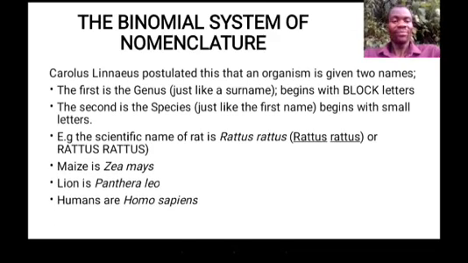We have maize. The scientific name of maize is Zea mays. Zea is the genus, while mays is the species. Then lion is Panthera leo. Panthera is the genus, leo is the species. Humans are called Homo sapiens. Homo is the genus and sapiens is the species.